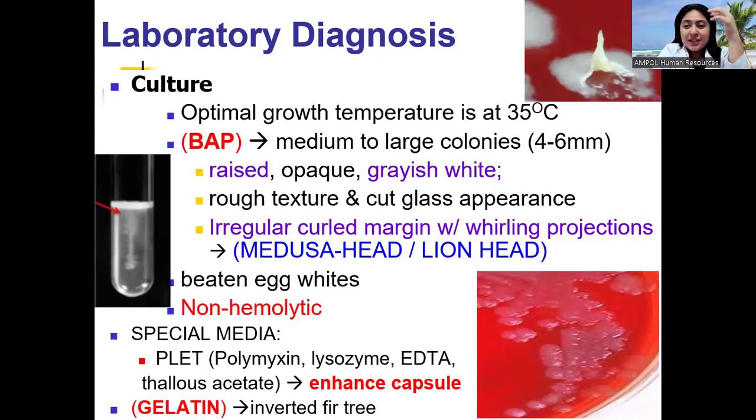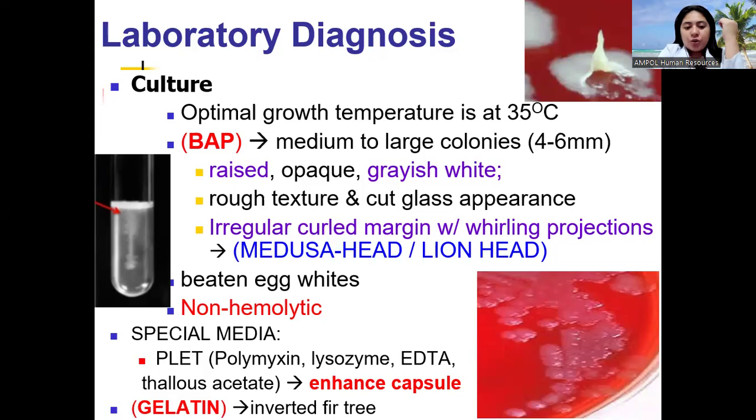If you see that on BAP, you suspect Bacillus anthracis. There was once a Bacillus anthracis scare in a hospital, because when they saw the medusa head colonies on the BAP, they ran out, afraid it might be anthrax, but it turned out it was not.